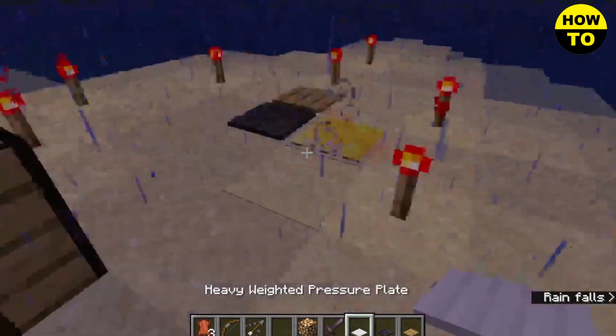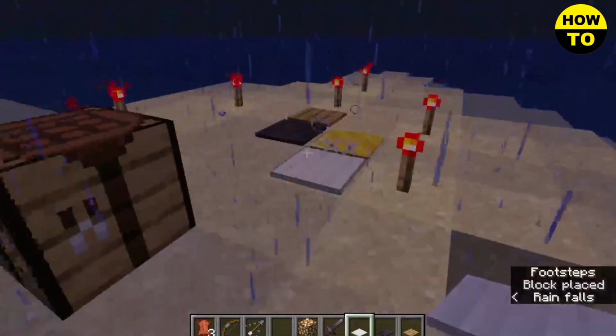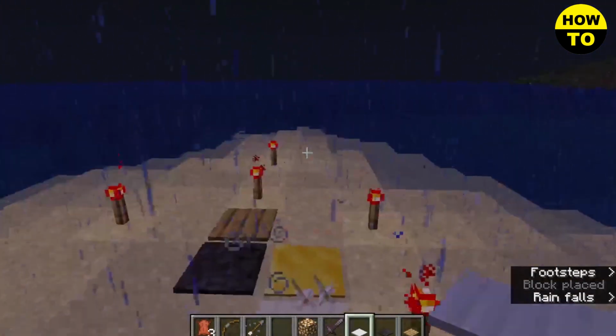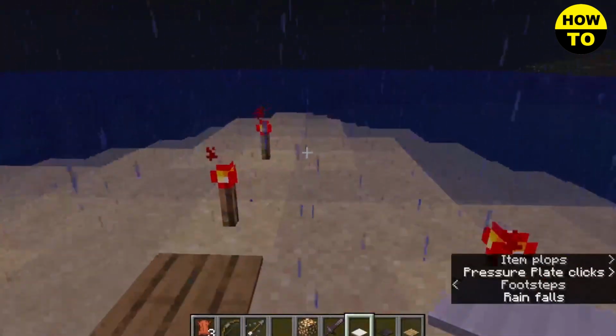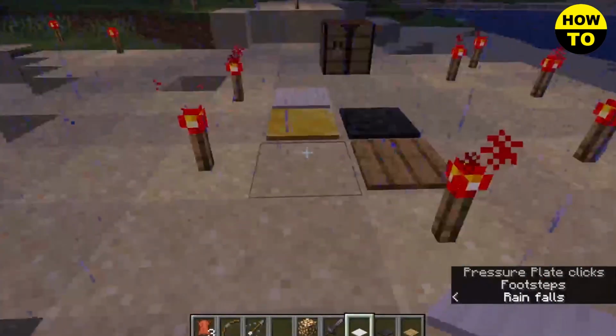If you want a heavy weighted pressure plate, this is your go-to. This is mainly used in traps. If you want to trap someone in, it normally works from one side, but it doesn't work on the other side that does not have the same pressure plate.